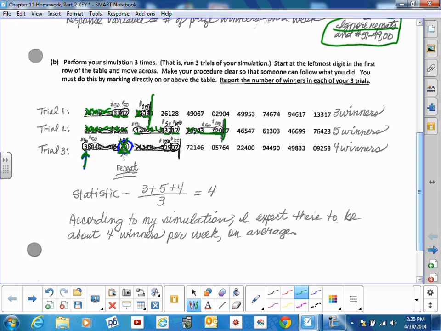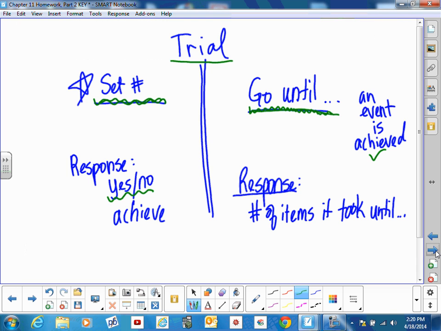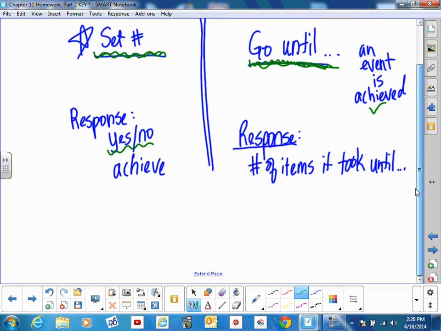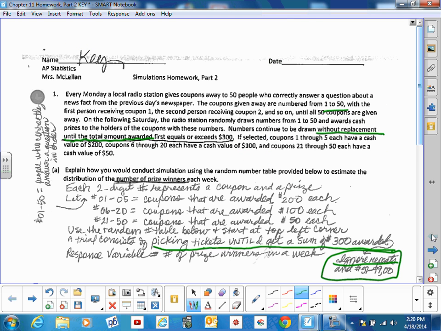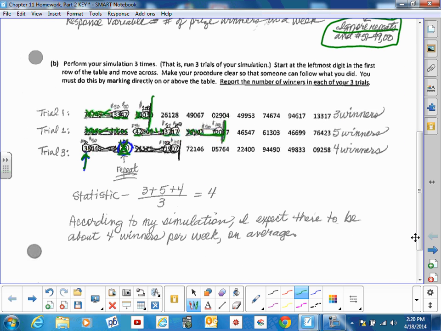Okay, now, like I said here, if you are going until something, then your response is typically how many items happened for you to achieve that goal. How many items happened for you to achieve that $300 you gave away? And so in this case, it said, how many prize winners do you expect there to be each week? So, how many prize winners in the first trial?